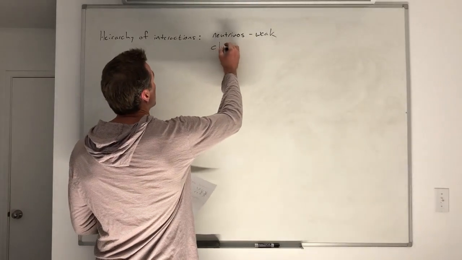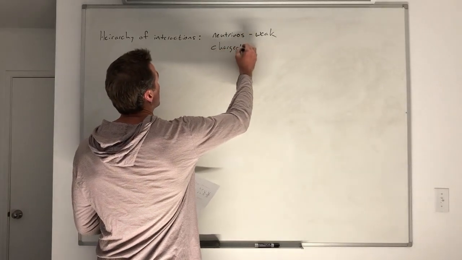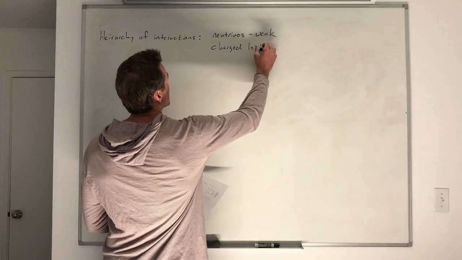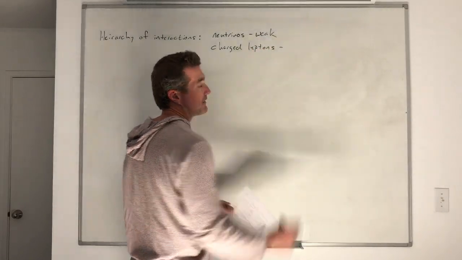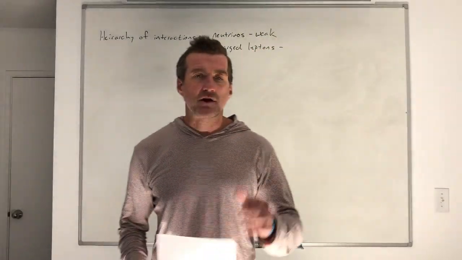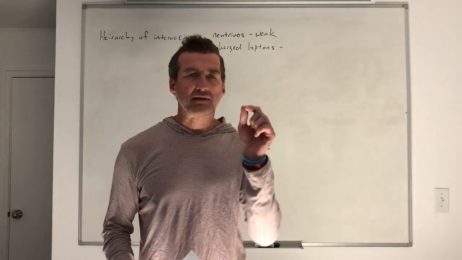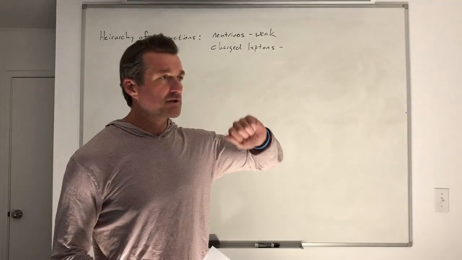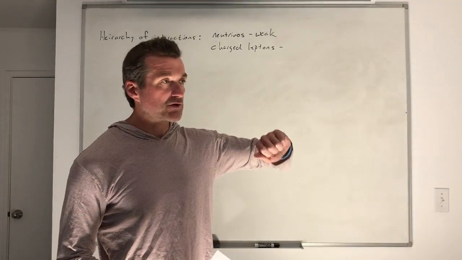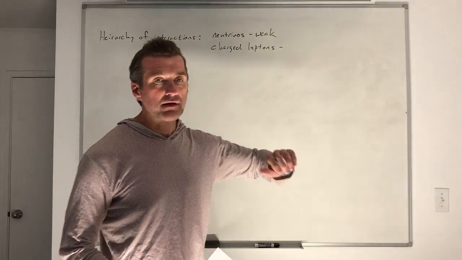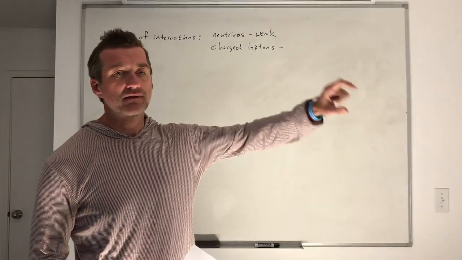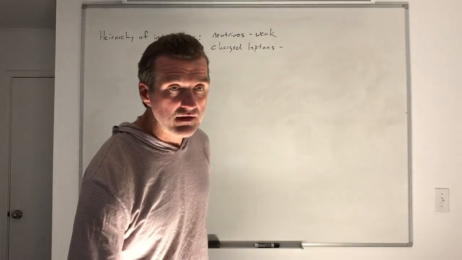What about charged leptons? Now remember, the leptons are those doublets of an electron, an electron neutrino, a muon neutrino, and a tauon neutrino. So I'm just talking about the electron, the muon, and the tauon. Sarah, are you volunteering an answer?